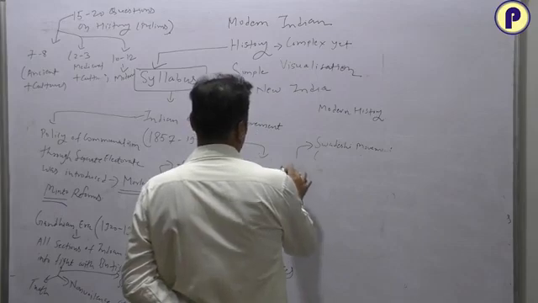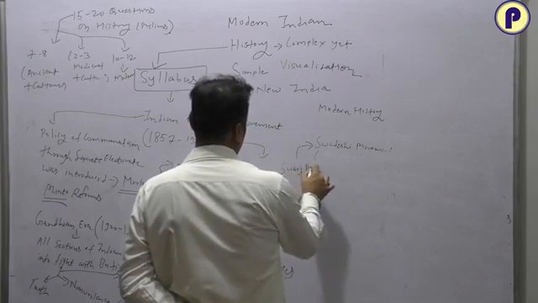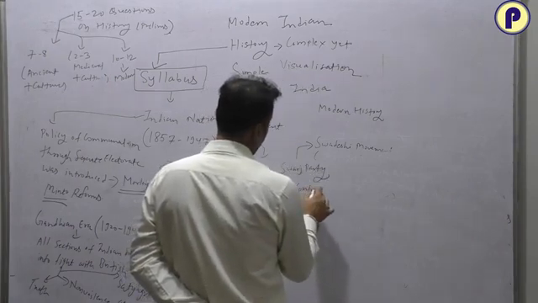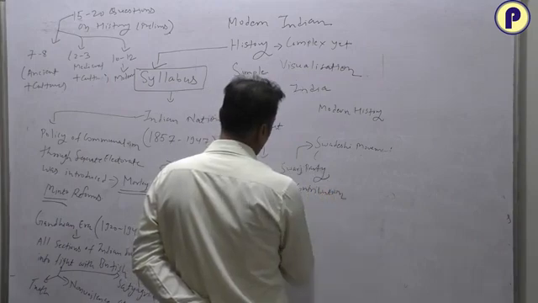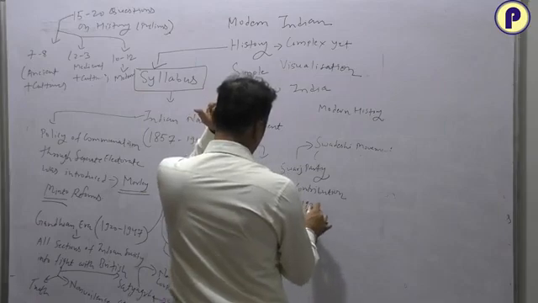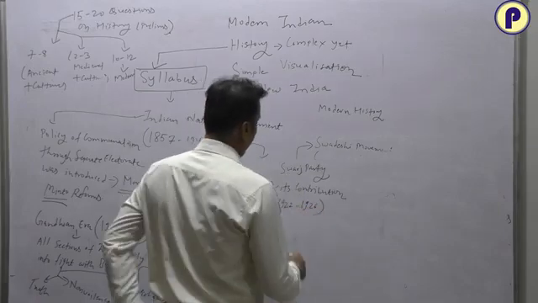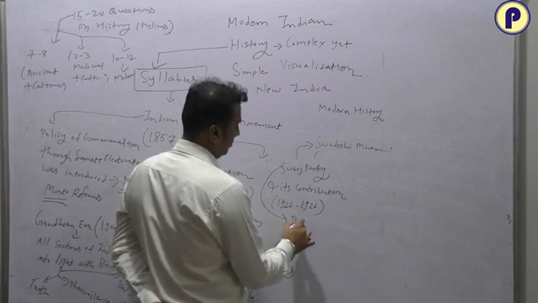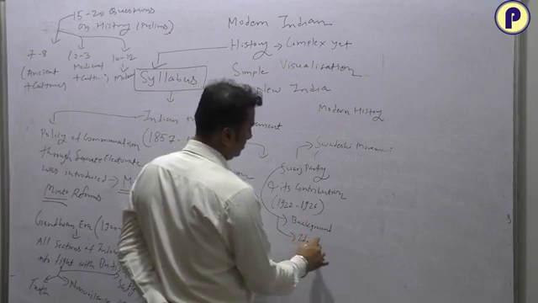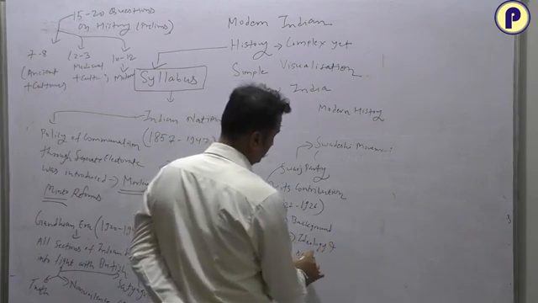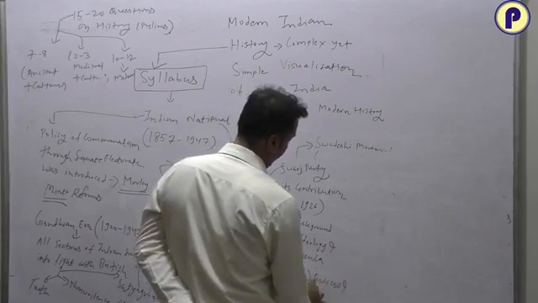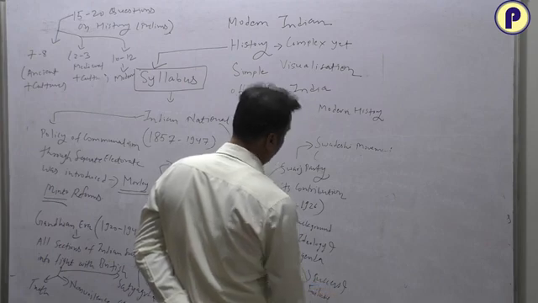Then we have the Swaraj Party and its contribution. Okay, 1922 to 1926. Again, we have to see background, ideology and agenda, success and failure. Okay.